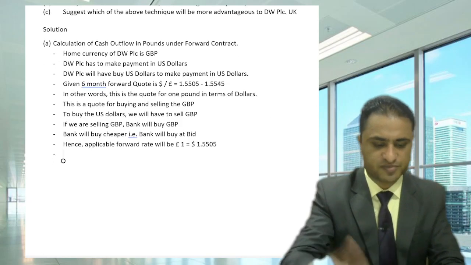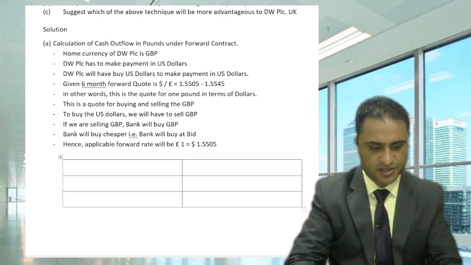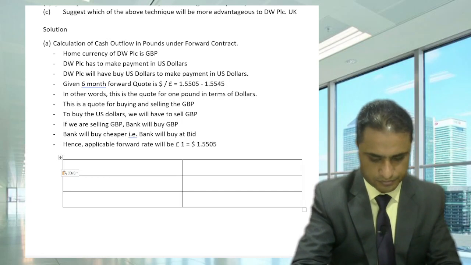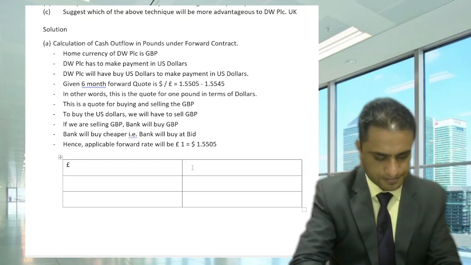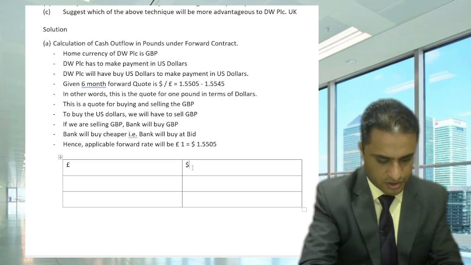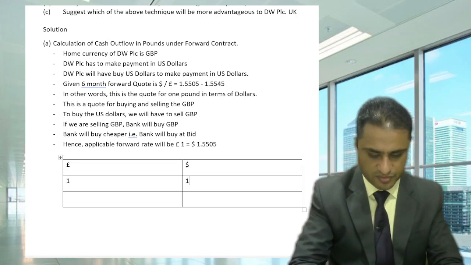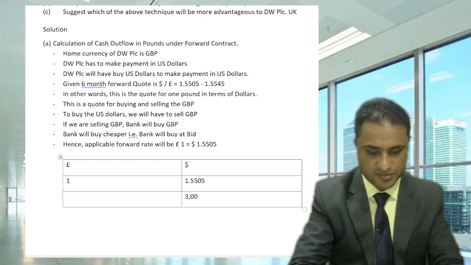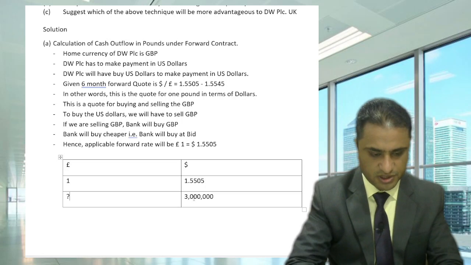Now, just put it into the cross multiplication format. What we do, we set up a small table here. We write here pound, and at the same time we write here dollars. We know that the rate of 1 pound is $1.5505. We need $3 million. So how much pound will we need?